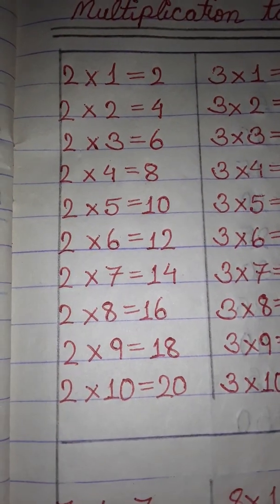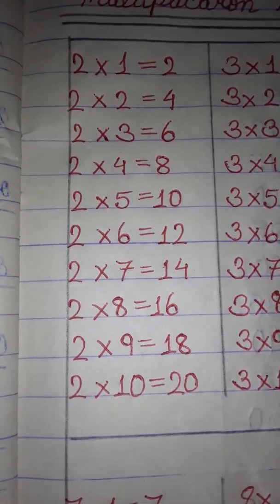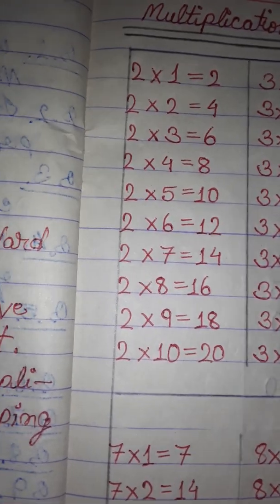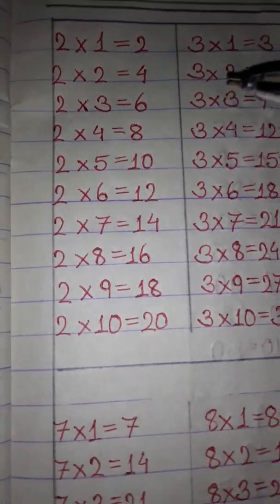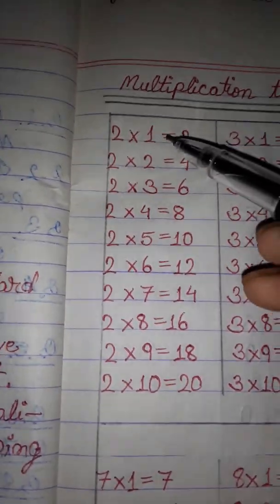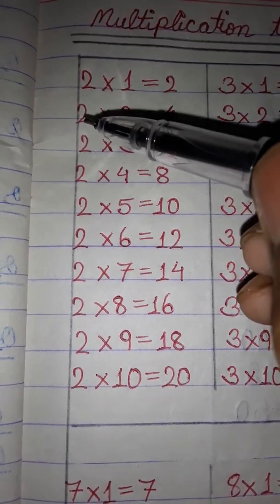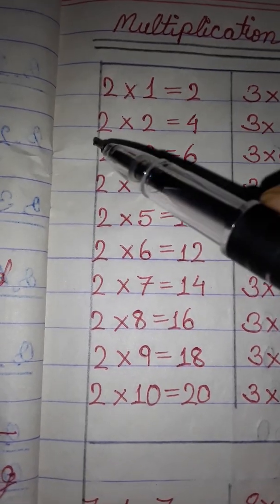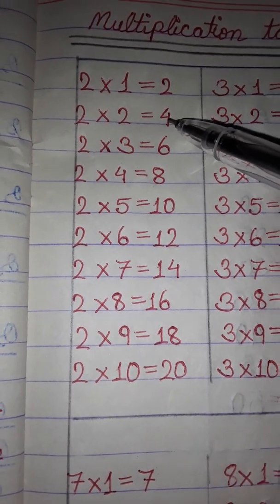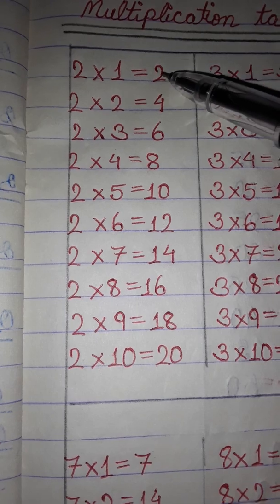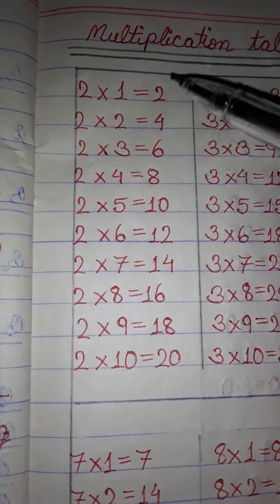So the first table you can see is the multiplication table of 2. Some students may have some difficulty learning the multiplication table of 2, so I have made it very easy. For that you have to just remember the multiplication table of 2 for the whole number. You have to first learn 2 into 1 is equal to 2 and 2 into 2 is equal to 4. You have to just remember only this 2 and this 4. With the help of only these two numbers you can do the whole multiplication table in a very easy way.